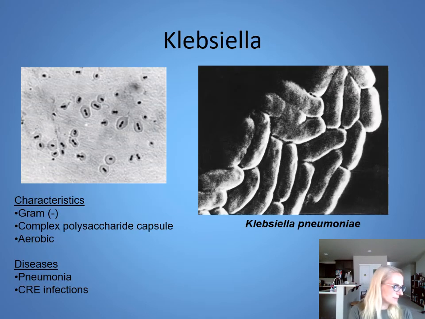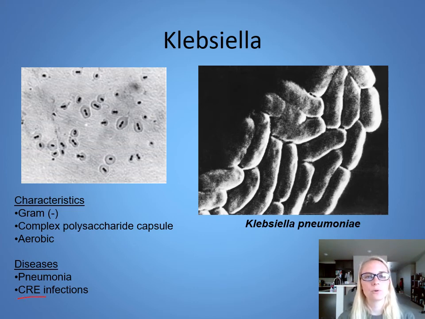Okay, and the last of our gamma proteobacteria is an organism called Klebsiella, is the genus. I'm picking Klebsiella pneumoniae as the representative species. Again, gram-negative. This has a really good capsule. In an in-person lab, we stain Klebsiella pneumoniae with our capsule stain, and you can see these big, thick, complex polysaccharide capsules. They're aerobic in their metabolic pathways. They cause pneumonia, as the name implies, and they produce what's called CRE infection.